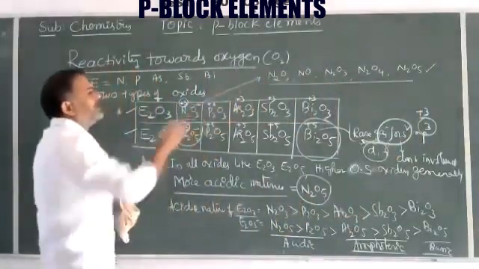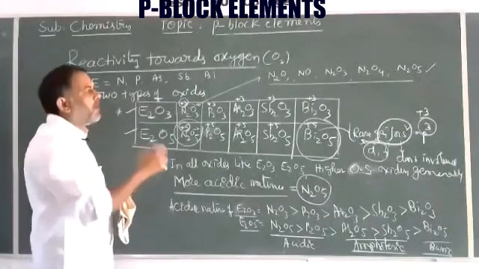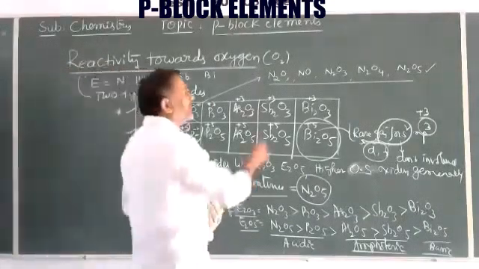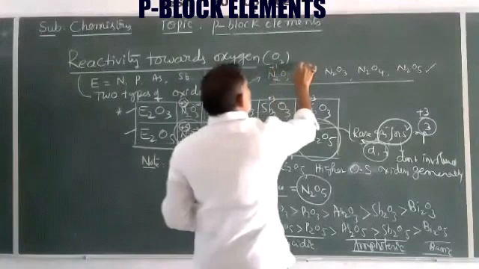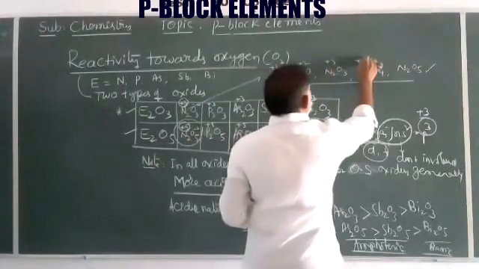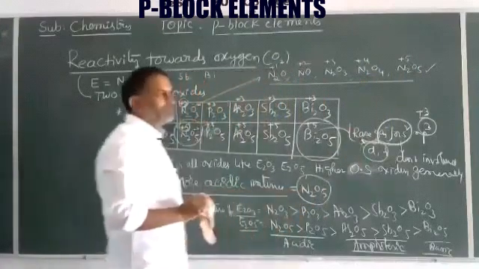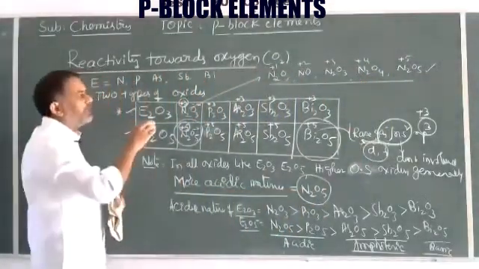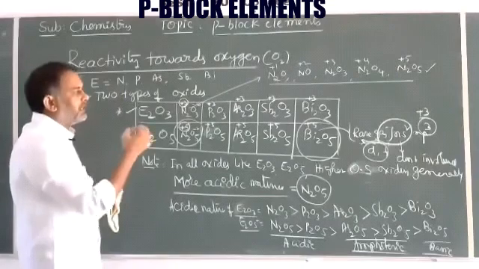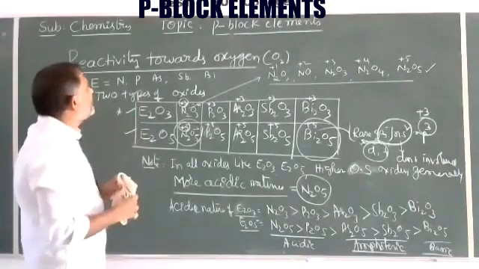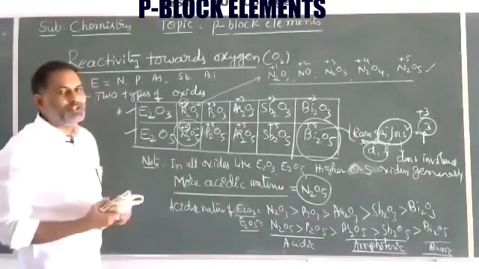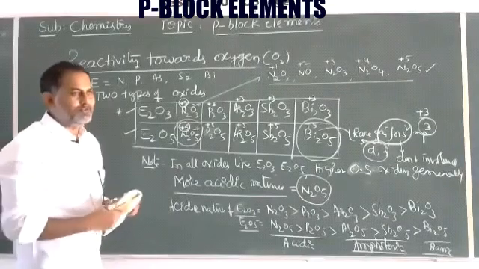Nitrogen again forms some different important oxides and shows variable oxidation states, here plus 1, plus 2, plus 3, plus 4 and plus 5 oxidation states. Tomorrow I'll explain. Before that, one important concept is there. Another fourth important property is reactivity towards halogens.